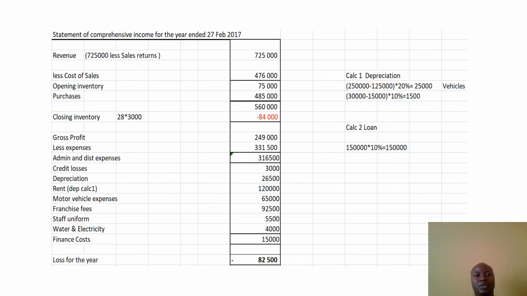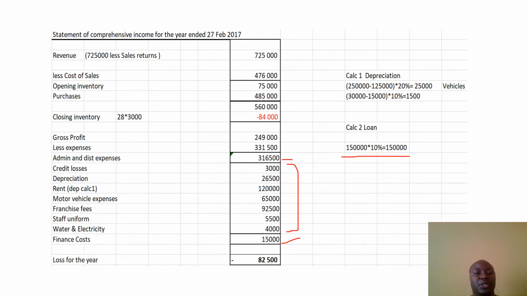So we add all these amounts to determine whether we are making a profit or a loss. So we calculate all these, you get this amount, all right? And then you were told that there was interest that was still yet to be paid. You were told the loan is 150,000, interest rate is 10% per annum. So you just say 10% of 150,000, you get your 15,000 as finance cost.